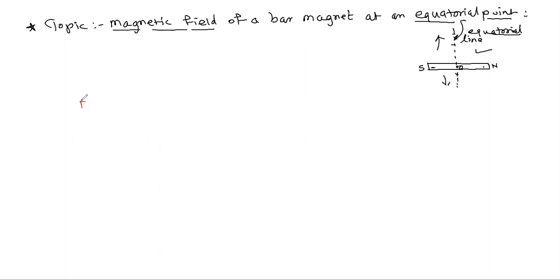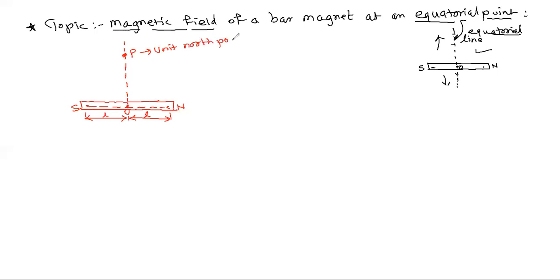Suppose I'll consider here the north pole and the south pole. Suppose here the south pole and here the north pole of this bar magnet, and this is the equatorial line, which is nothing but the perpendicular bisector. This point is suppose O, and this distance from the center is L, and this distance is also L, since the total distance is 2L. And now here we will consider a point P, at which I am going to put a unit north pole.